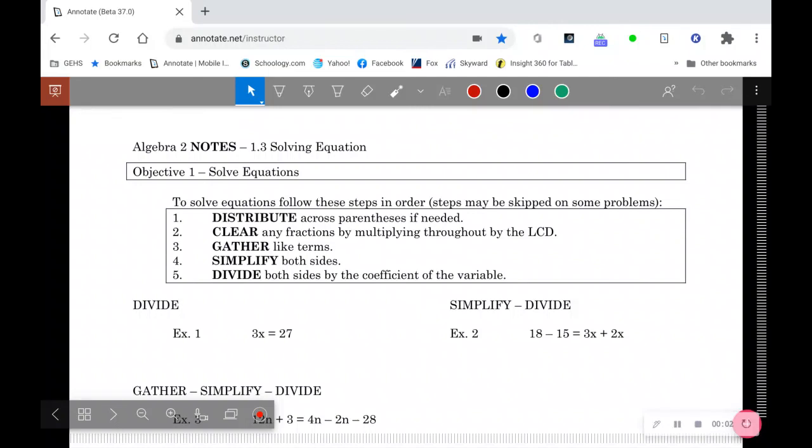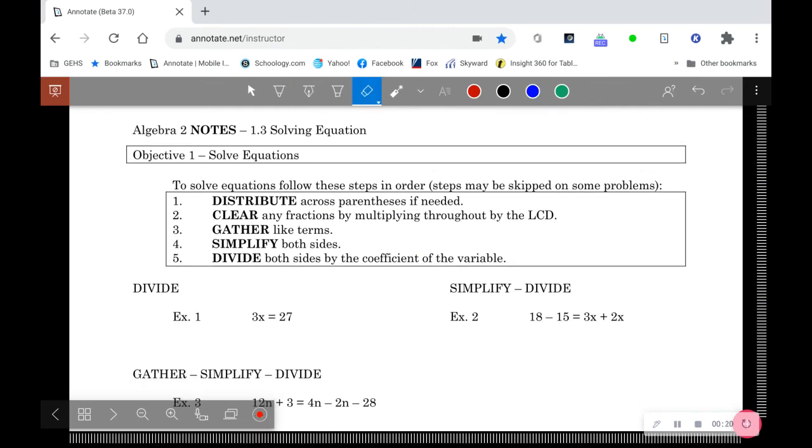Okay, what we're going to learn today is how to solve linear equations. And linear equations are equations that don't have an x squared in them or any other higher power like third power and so forth. So we'll see variables like x but not an x squared.